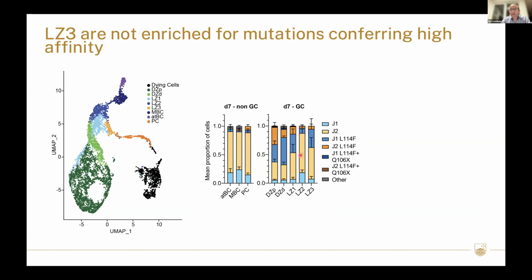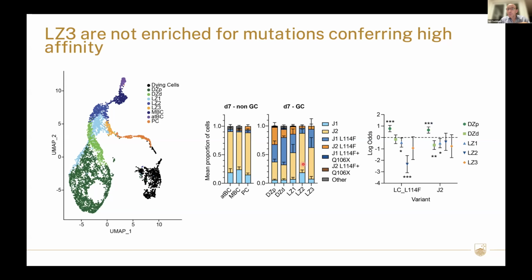This is looking at the cells that have acquired mutations at day 7: the darker color bars, as opposed to the lighter color bars, indicate that the cell has acquired the L114F mutation. And you can see that these light zone 3 cells have no more of those mutations than any other dark zone or light zone 1 cells. Interestingly, LZ2, the cells that seem to be heading off in the memory direction, are actually less mutated overall. That's very consistent with work from the Nussenzweig group that suggests that memory cells come from low affinity cells.